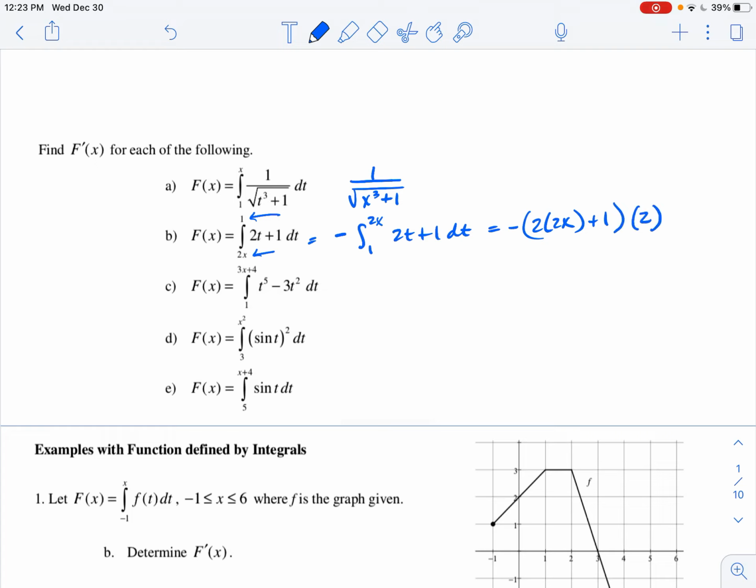And so we can clean this up a bit. Let's see, this is going to give us negative 4x minus 1 times 2, which will give us negative 8x minus 2. Final answer. All right, number 3.